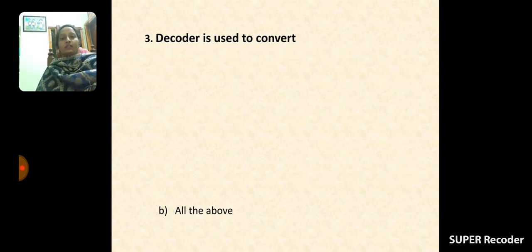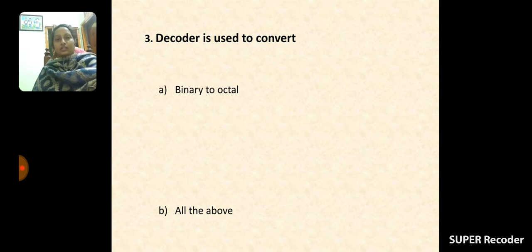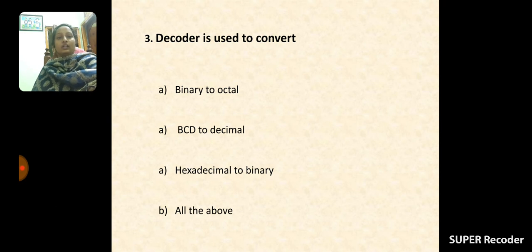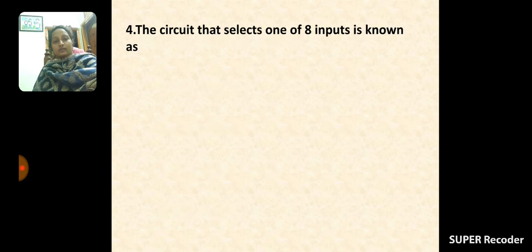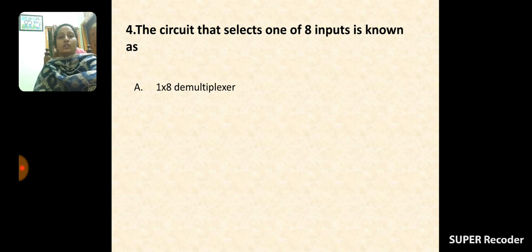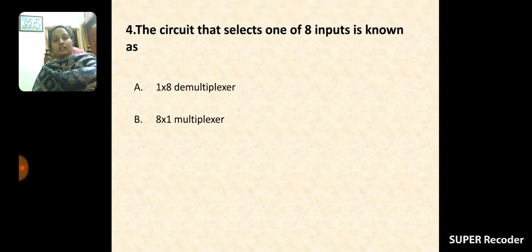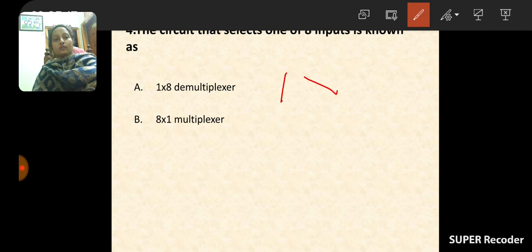Next, third one. Decoder is used to convert binary to octal, BCD to decimal, hexadecimal to binary, all the above. Hexadecimal to binary. Okay. Next, see here the circuit that selects one of the 8 input lines. One of the 8 is called 1 by 8. 8 output lines are there.